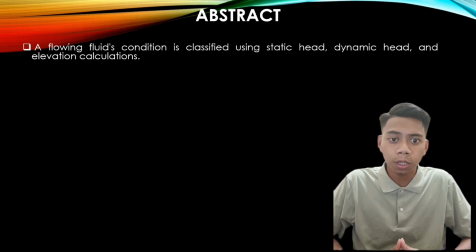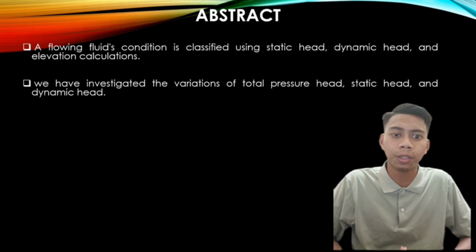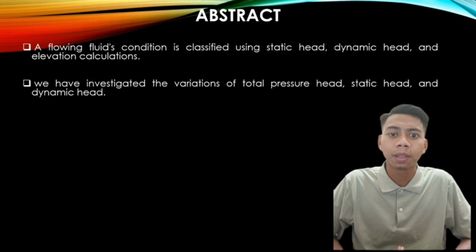We will do the experiment to demonstrate the boundary layer effect theorem. To begin, we have investigated the variation of total pressure head, static head and dynamic head. The pitot tube on the right side of the instrument is used to evaluate the total pressure. The static head is measured using the multi-tube manometer at the top of the apparatus. Venturi mechanism carries the static and dynamic head.